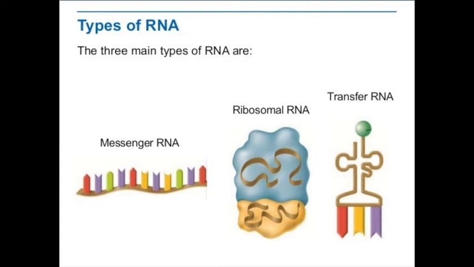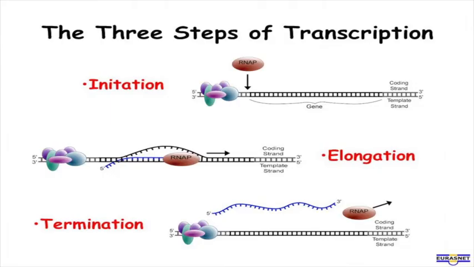mRNA, or messenger RNA, encodes the amino acid sequence of a polypeptide. tRNA, or transfer RNA, brings amino acids to ribosomes during the translation of RNA to protein. rRNA, or ribosomal RNA, along with ribosomal proteins, make up the ribosomes, the organelles that translate the mRNA. There are 3 steps in the transcription of DNA to RNA.